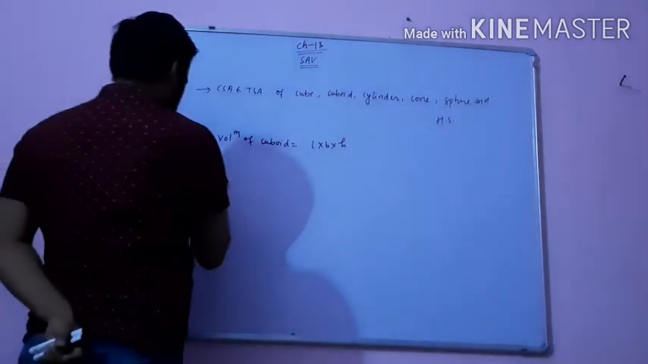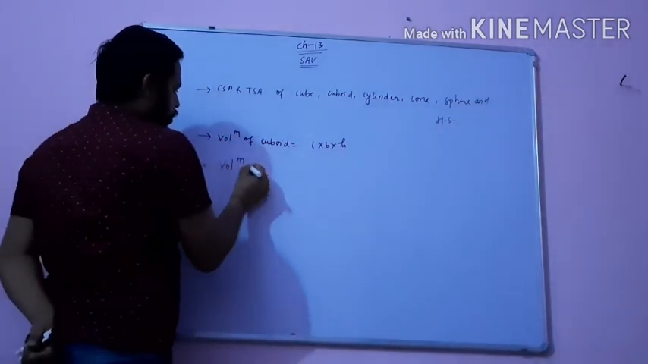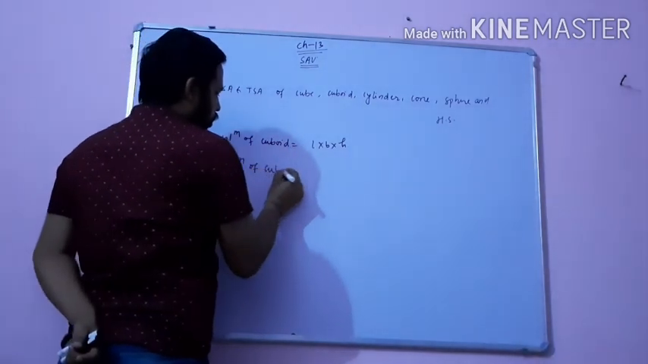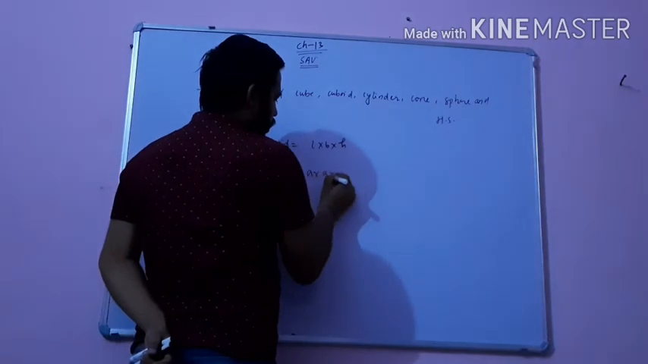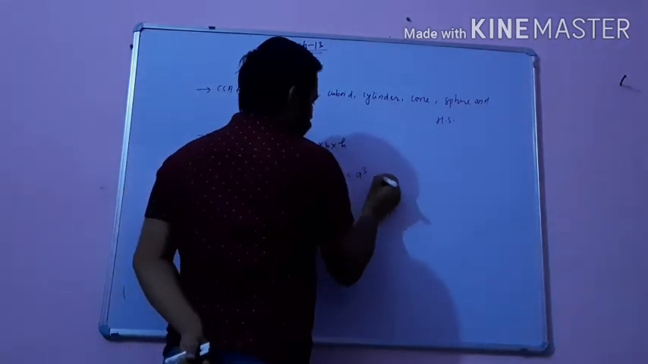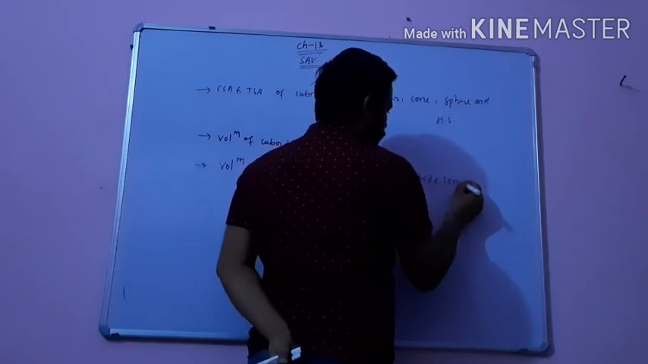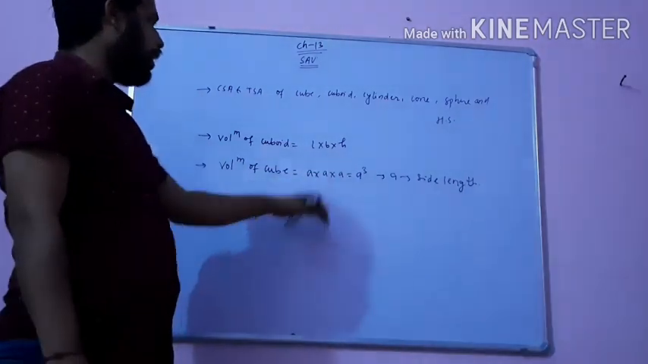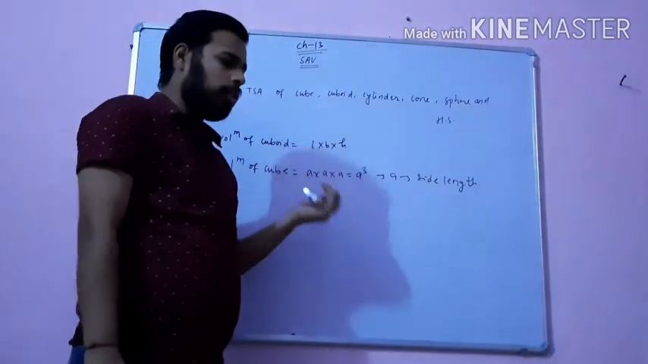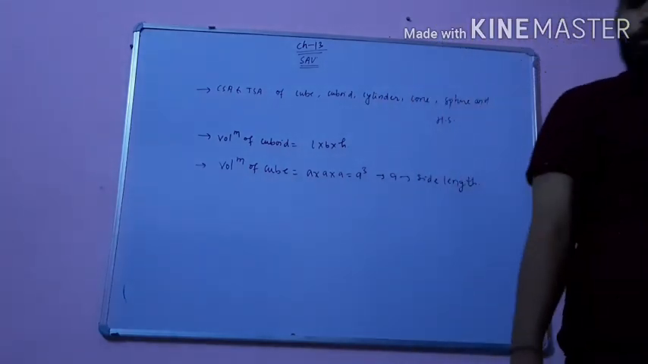Now the volume of the cube is given by A into A into A, that is equal to A cube, where A is the side length of the cube. Why have we taken A into A into A? Because in a cube, length, breadth and height are all equal.